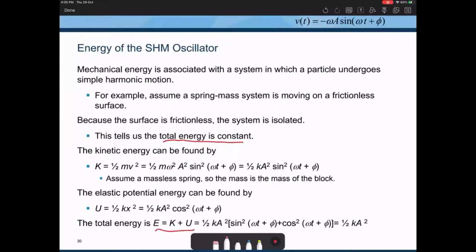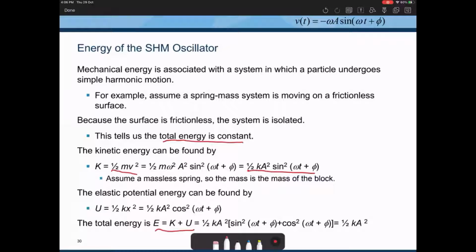What is the kinetic energy at any location during the simple harmonic motion? It is equal to 1/2 mv squared. So we try to put in the numbers. Velocity, the equation is the one at the top, minus omega A sine omega t plus phi. So that is the equation for the kinetic energy.